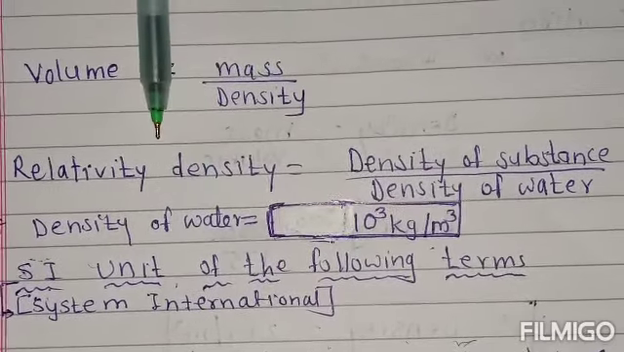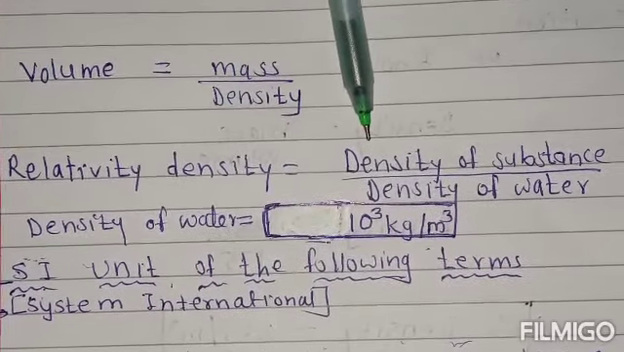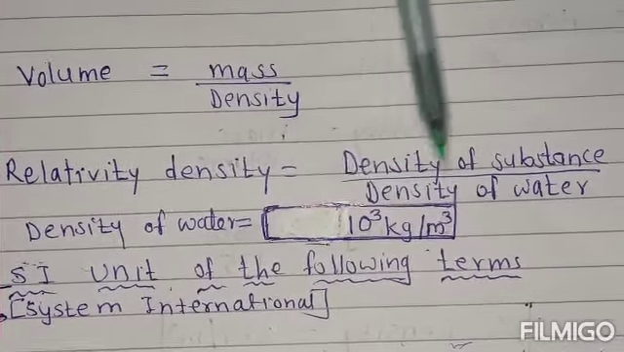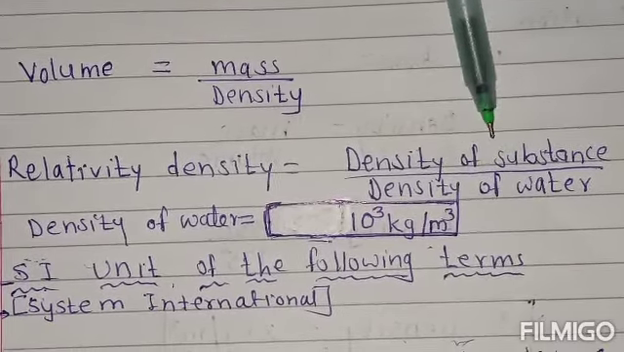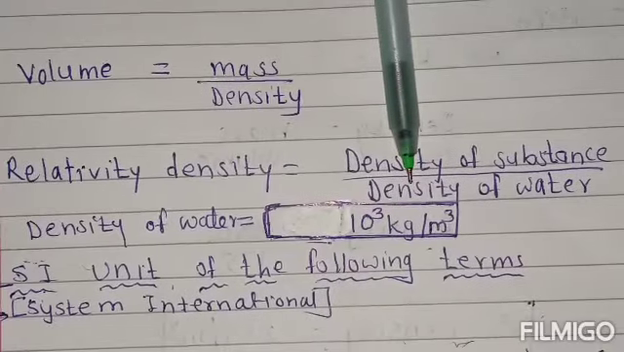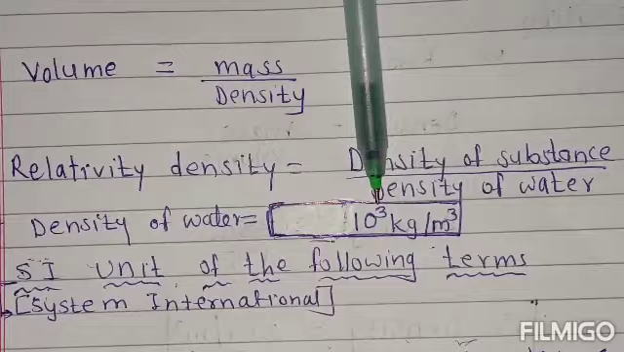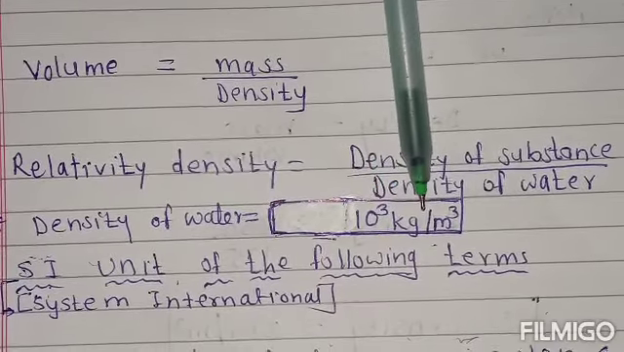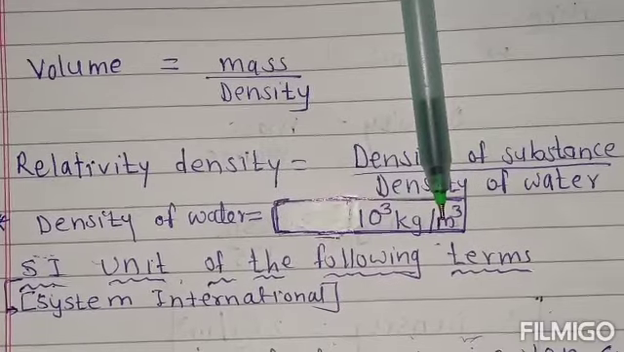When it is asked to find relative density, you have to use the formula density of substance upon density of water. Density of substance may be given in the question, and density of water is a standard. You have to take it as 10 raised to 3 kg per cubic meter. Okay, so these are the formulas.